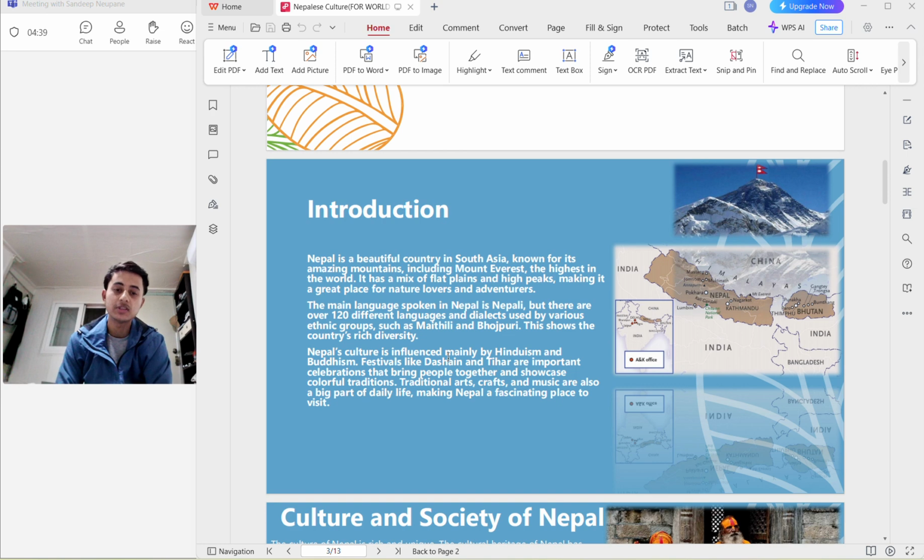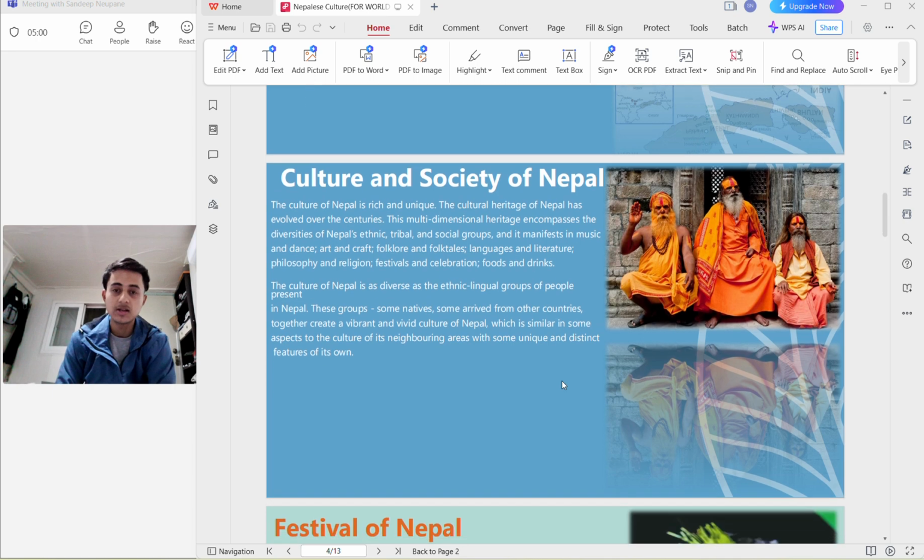Nepal's culture is influenced mainly by Hinduism and Buddhism. Festivals like Dashain and Tihar are important celebrations that bring people together and showcase colorful traditions. Tradition, art, craft, and music are also a big part of daily life, making Nepal a fascinating place to visit. So we can see the map of Nepal and Mount Everest in the picture. Let's talk about the culture and society of Nepal.